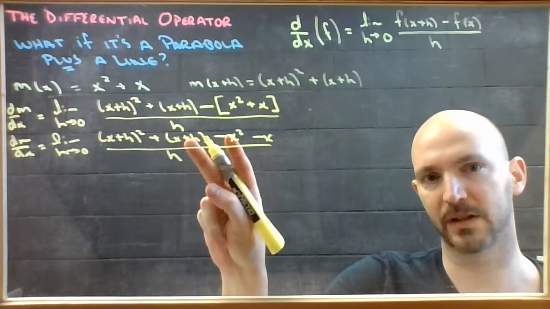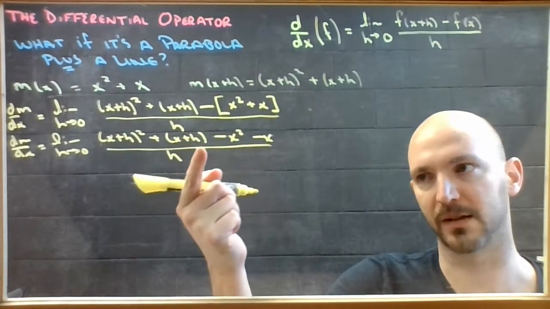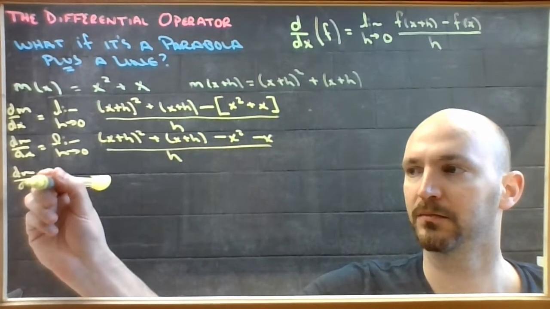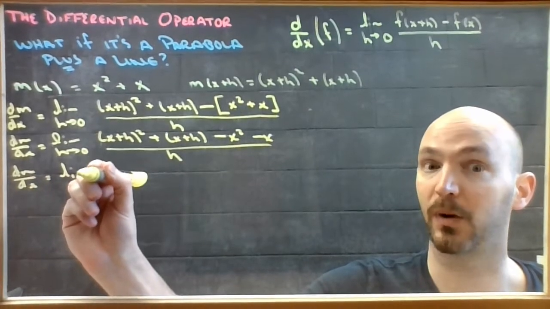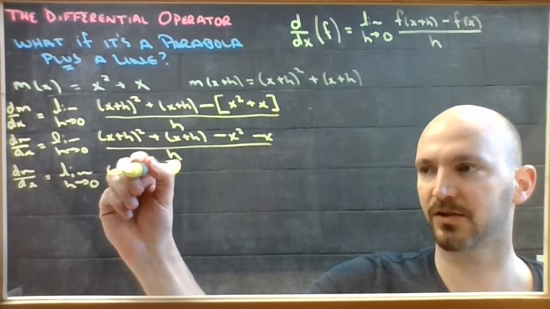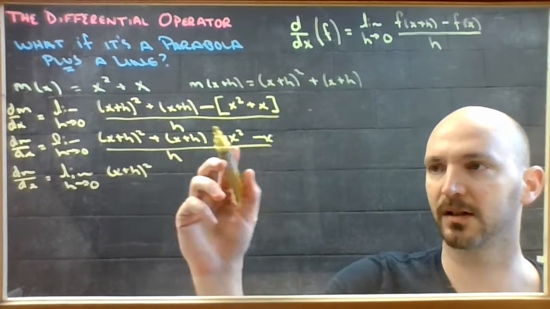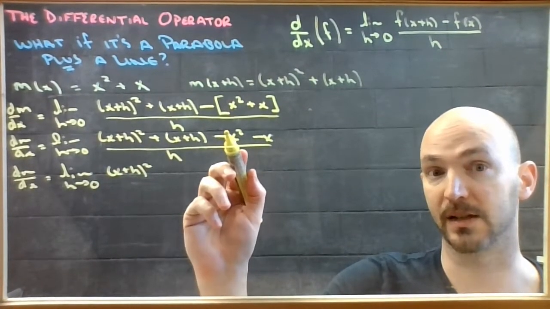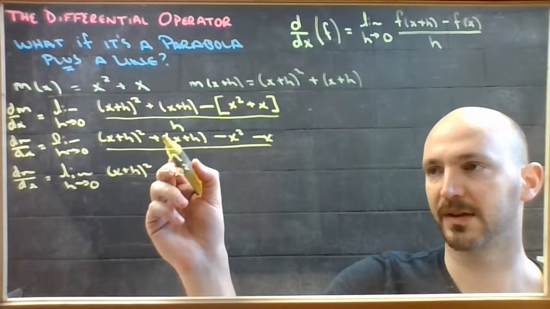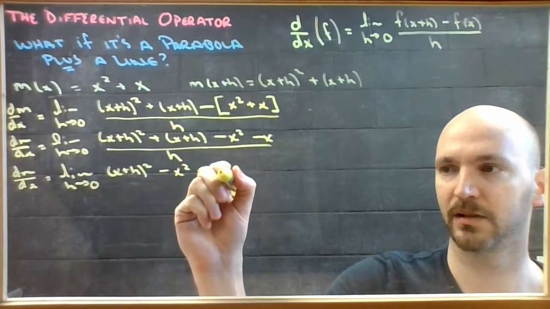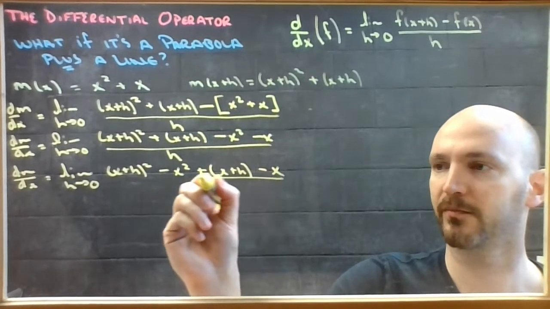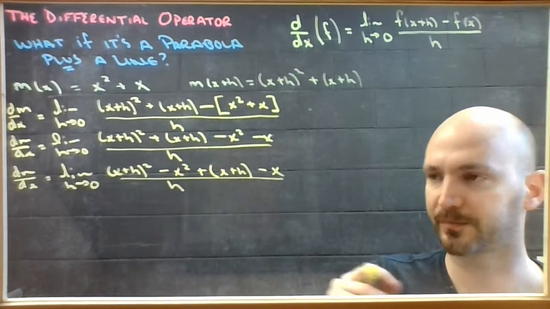Okay, now I'm gonna switch the order of these two things. I'm gonna write this before that. You'll see why in a minute. So I have x plus h squared, and then this thing is subtract x squared, so it comes first. This is add x plus h minus x over h.